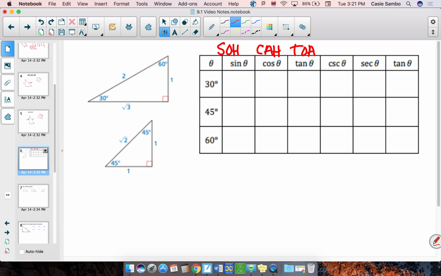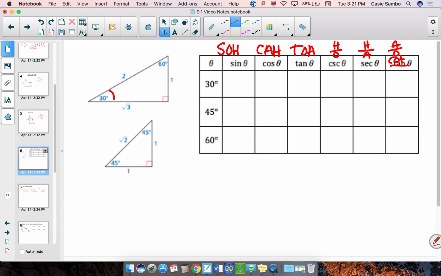over adjacent. And then we have cosecant, which is going to be our hypotenuse over our opposite, secant, which is going to be our hypotenuse over our adjacent, and this one should actually say cotangent. Cotangent is going to be adjacent over opposite. So then we can look at the angles in our triangles to figure out what would be what.